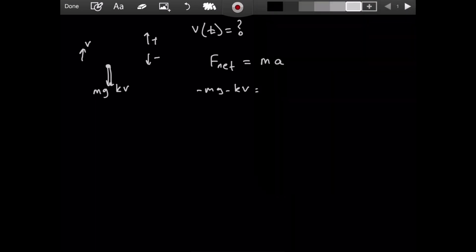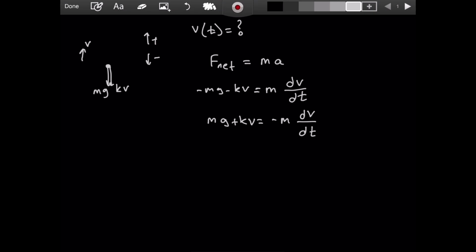This is equal to mass, and instead of acceleration, I will write the time derivative of velocity because that is the definition of acceleration. Now we have this, and I will actually factor out a negative on the left, so we will have this. Just check my math that this is in fact correct. I will put the negative on the other side so that we have this. Alright, so far so good.